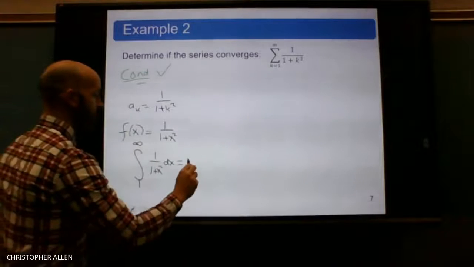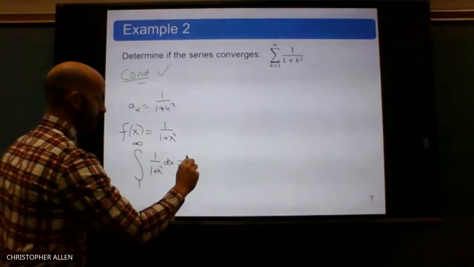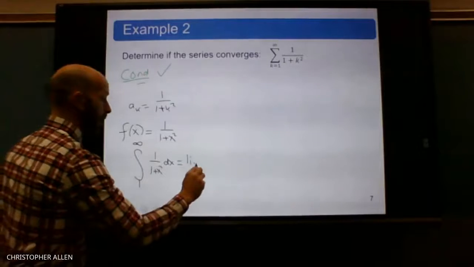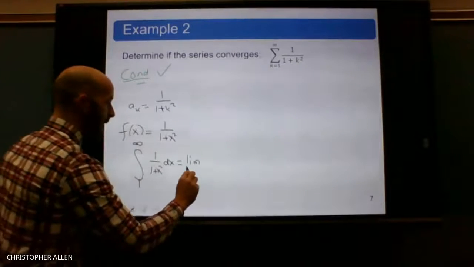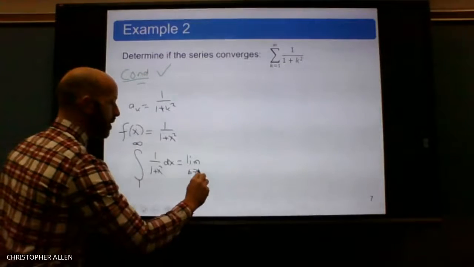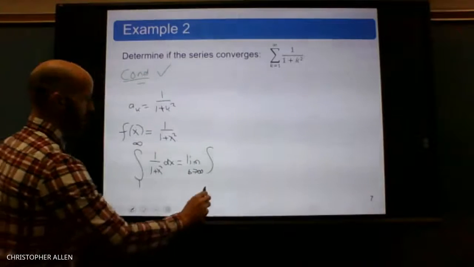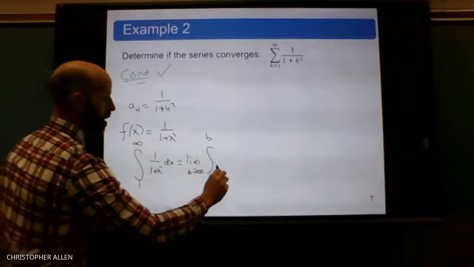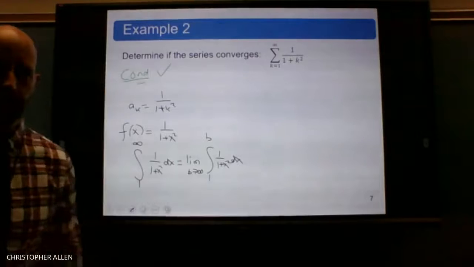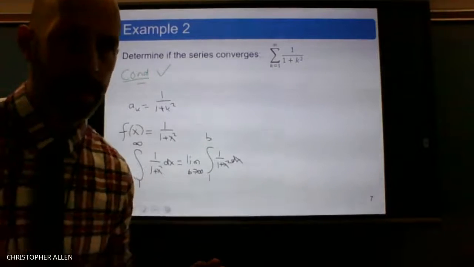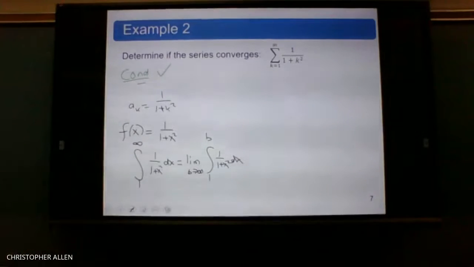Again, that's an improper integral, so that's going to be, let's see here, the limit as b goes to infinity of the integral from 1 to b of 1 over 1 plus x squared dx. So hopefully you guys are kind of with me here. Does that kind of make sense? So far, so good? Okay, great.